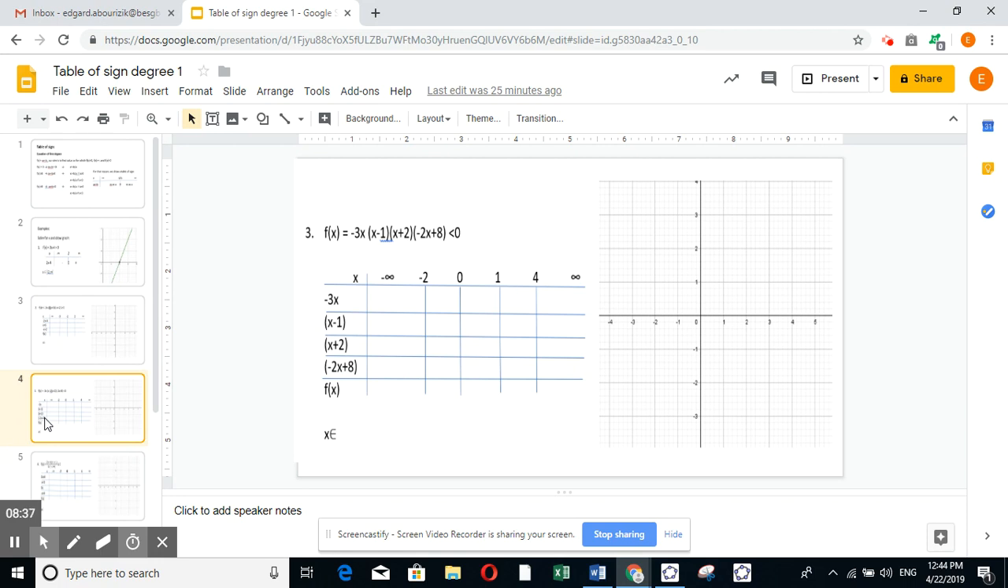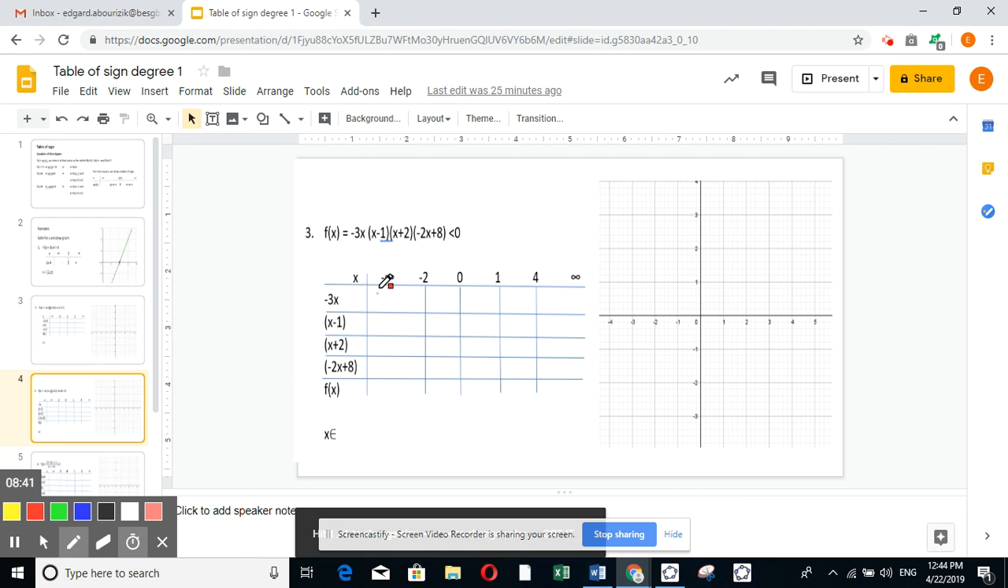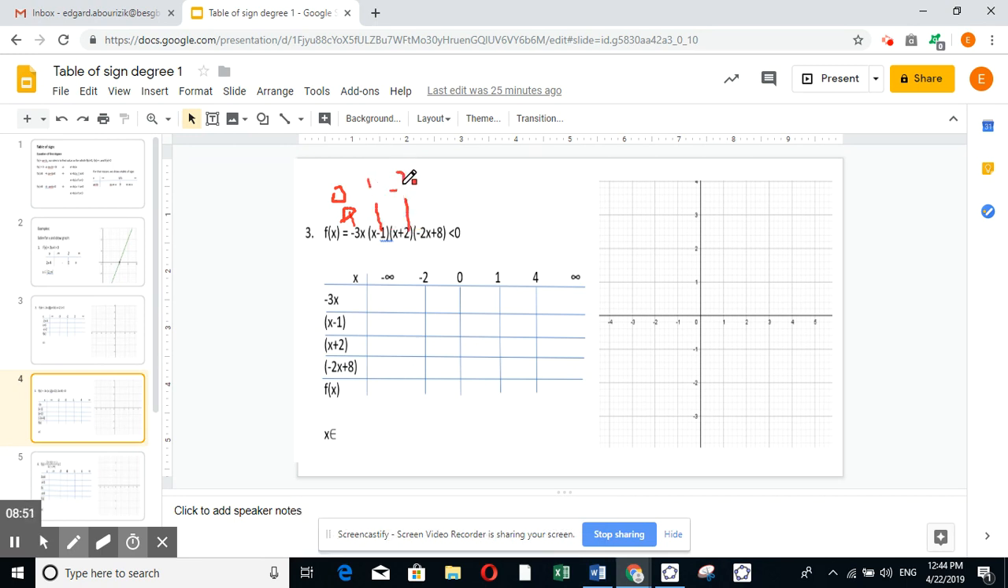Here I have 4 factors. I want it to be less than 0. So let me start first of all by finding the roots. Here you have the root 0. Here you have the root 1. Here you have the root minus 2 if you equate it to 0. And here if you equate it to 0, you have 4. So from the least one, minus 2, then 0, then 1, then 4.